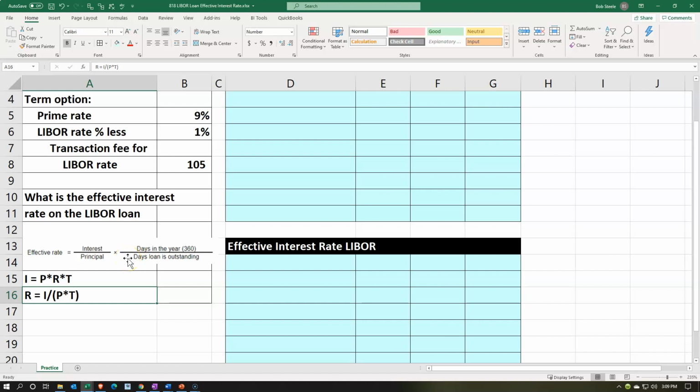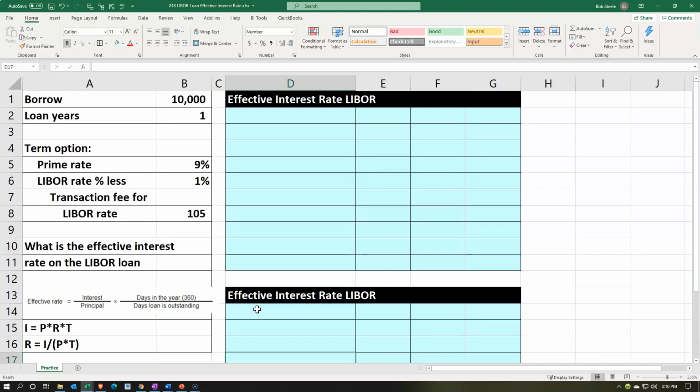Interest divided by principal times the days in a year, which we're going to say is 360, nice even 30-day months, 30 days times 12, divided by the days in the loan. In this case, that being the same because it's going to be a 1-year loan. So let's use this calculation first, and then we'll do the same kind of thing in terms of this calculation and focus in on that new component, which is the cost being reflected not in interest, but in a fee.